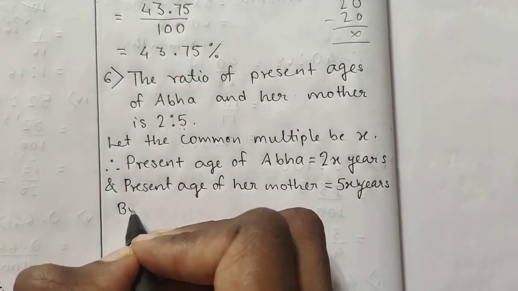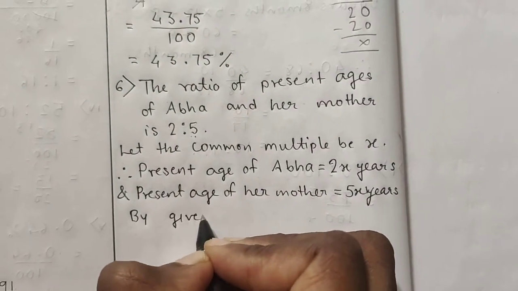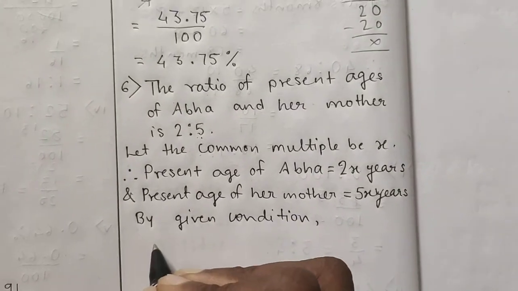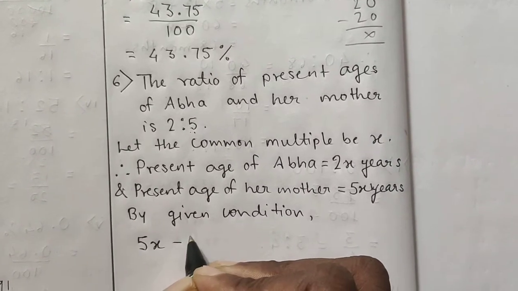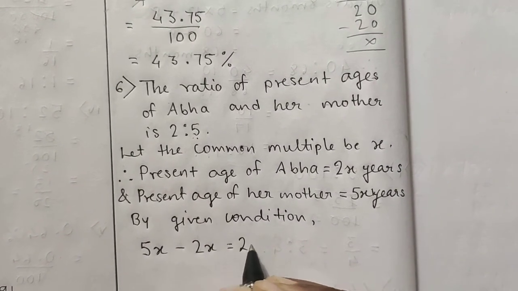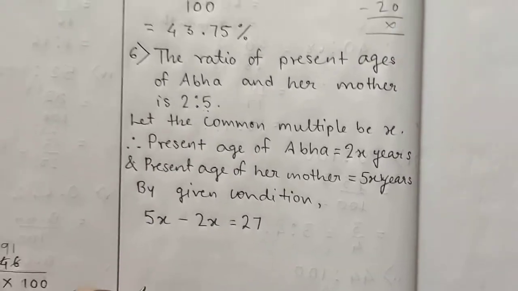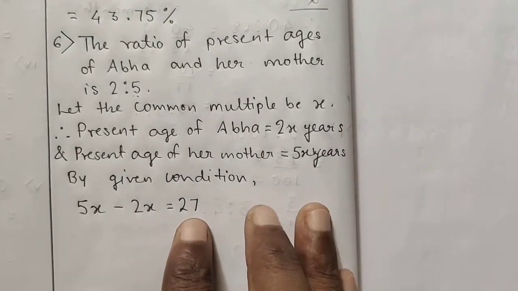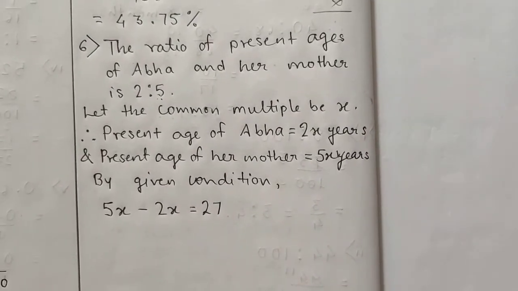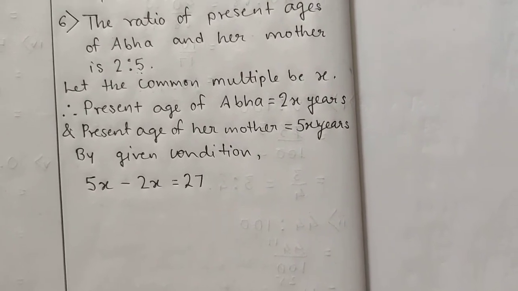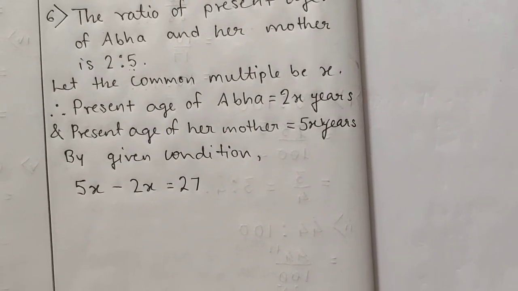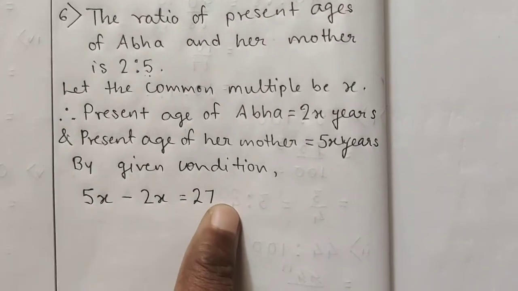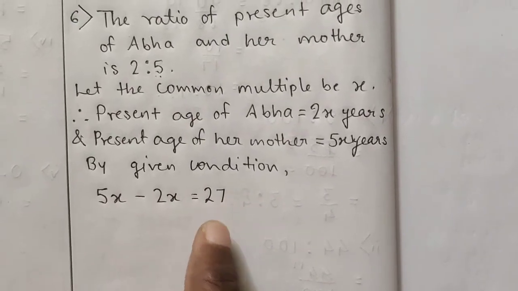Now, by given condition. What is given in the question? That difference between mother's age and daughter's age is always 27. Why? Because at the time of birth of daughter, that is Abha, mother's age was 27. So whenever her daughter gets 1 year of age, her mother gets 28. Means always they are going to maintain the difference of 27. So that is what we did here. 5x minus 2x is 27.